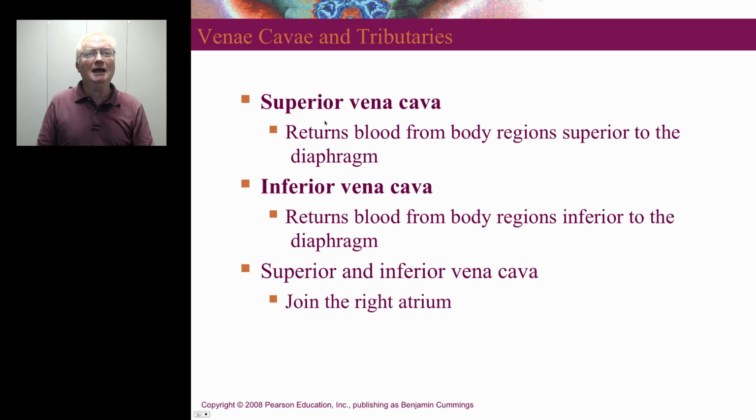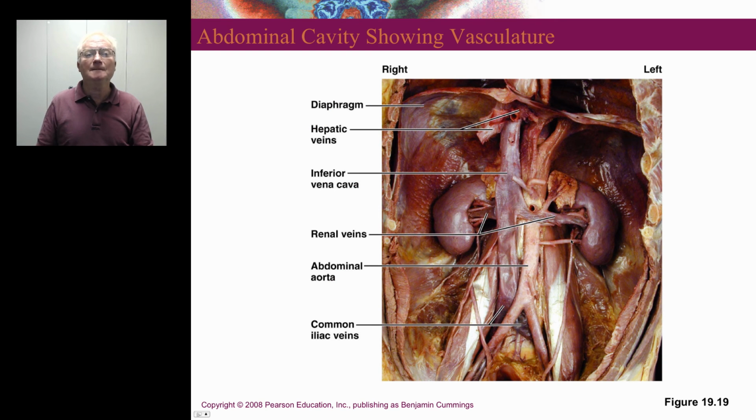The superior vena cava and the inferior vena cava return venous blood from the upper part of the body and the lower part of the body, respectively. And they join up to dump blood into the right atrium, which then pumps blood into the right ventricle. And the right ventricle, remember, pumps blood out the pulmonary circulation to the lungs. The lungs send blood back the pulmonary veins to the left atrium, to the left ventricle, and then out to the systemic circulation again. Here's a picture.